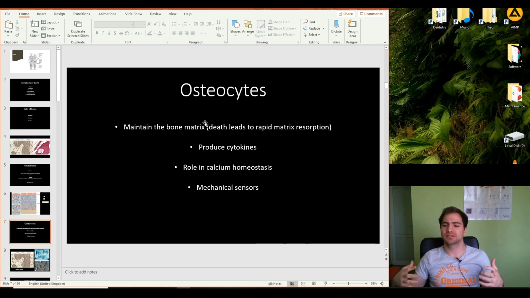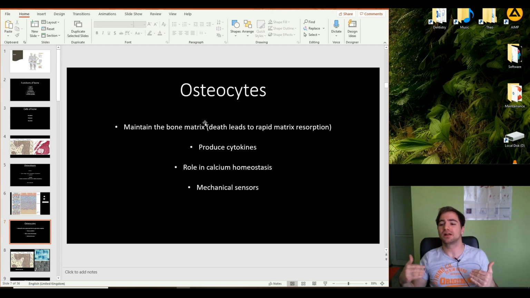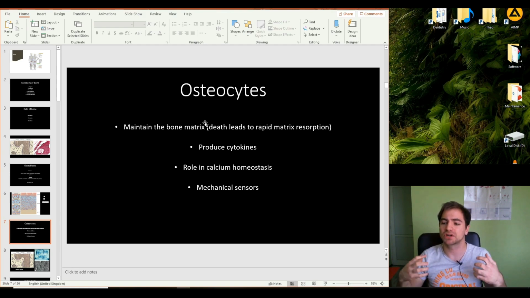What does homeostasis mean? Again, homeostasis is a balance. It's a stable balance. This has to do with calcium, with how much calcium is deposited within the bone and how much calcium is going out of the bone. In very simplistic terms, the osteoblasts and the osteocytes are responsible for how much calcium is within our bones.